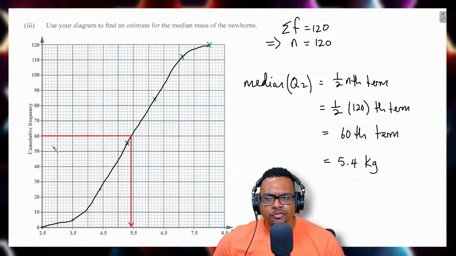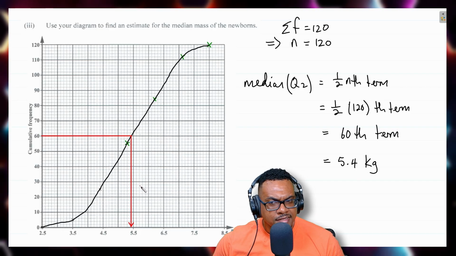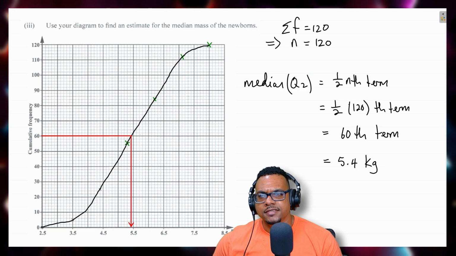And now just remember, when you're drawing these lines on your graph to estimate your answers, you want them to be dotted lines. So I'm just going to make it dotted.